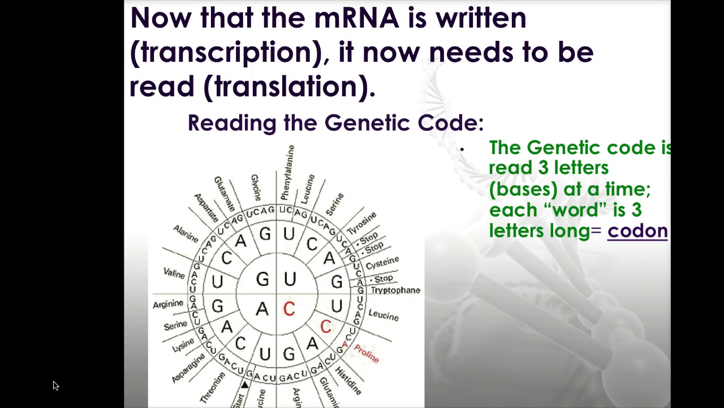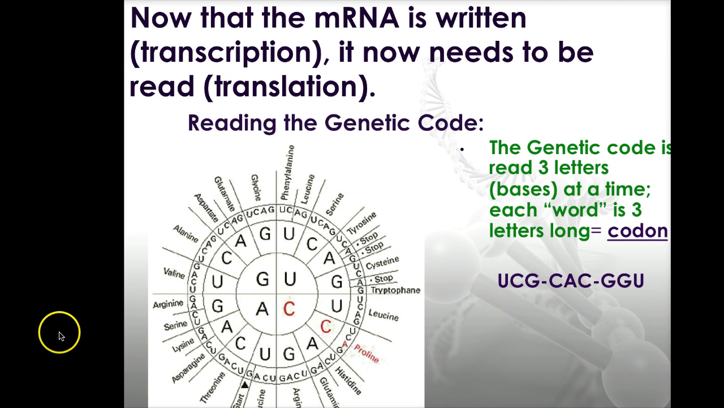The first thing you need to know is that the genetic code is read 3 letters or bases at a time. So each of those words, each of those 3 sequence of bases, is called a codon. So on an mRNA strand, every 3 bases is called a codon, okay?